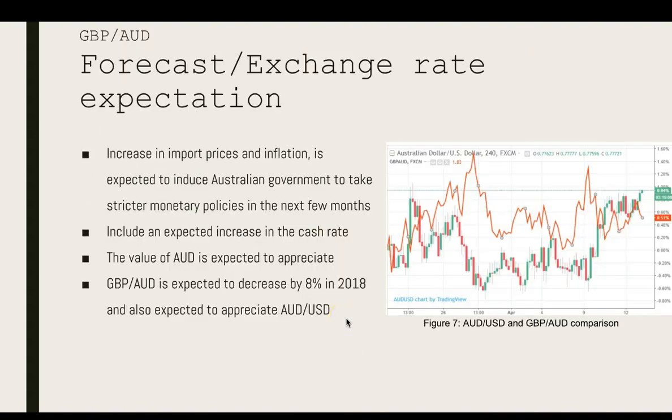Given the current scenario in the economy of Australia, we show an increase in the rate of inflation and import price in the current period as well as the coming months, which will induce the government to take a stricter monetary policy in the next few months. This may include an increase in the cash rate from the existing rate. This in turn is expected to increase the valuation of the domestic currency in the next 6 months, which is expected to decrease the GBP AUD by almost 8% in the next few months of 2018. Thus, from the figure, it can be concluded that in the coming years, the volume of AUD is expected to appreciate, which will decrease GBP AUD.